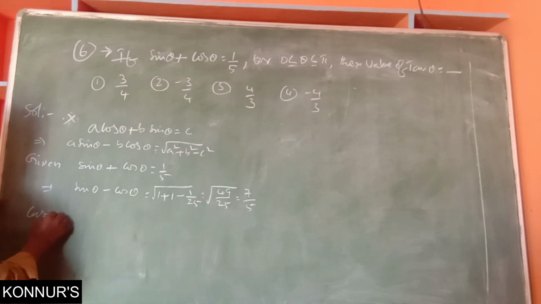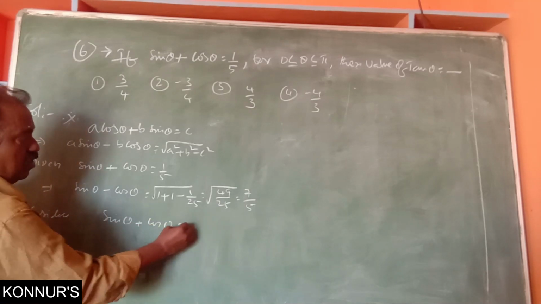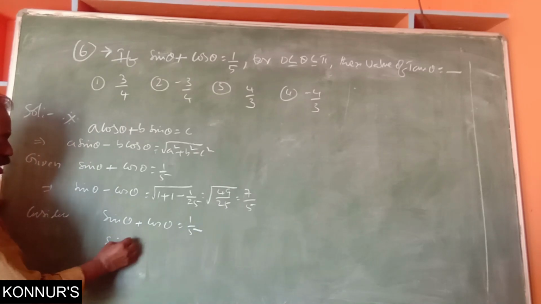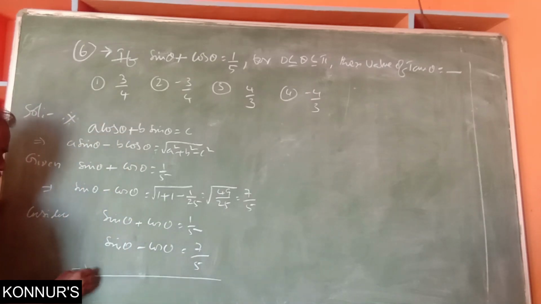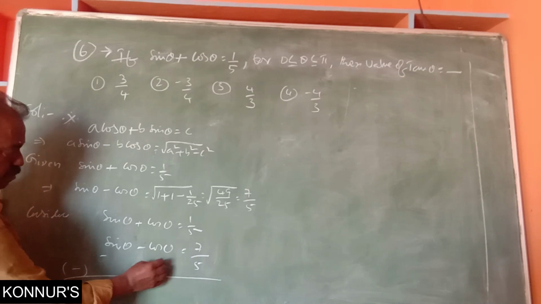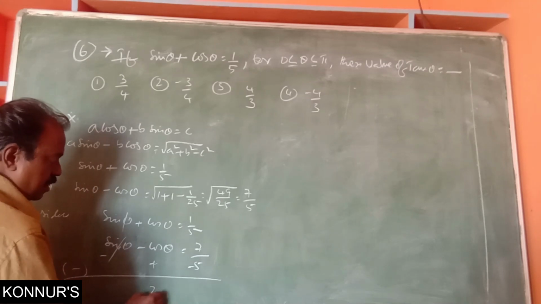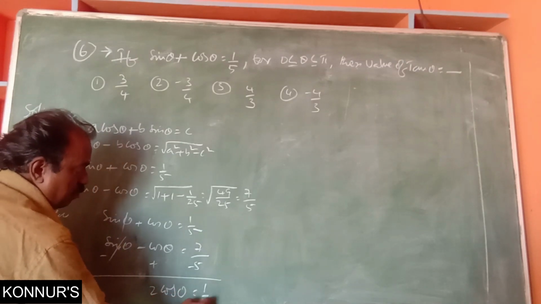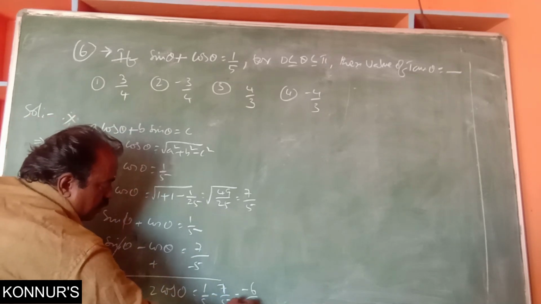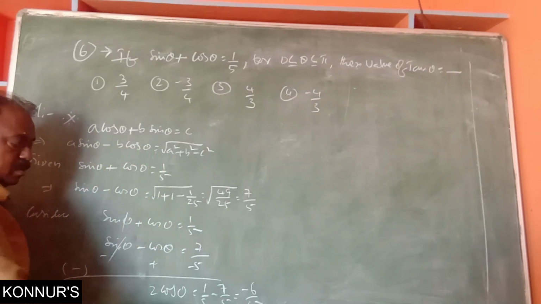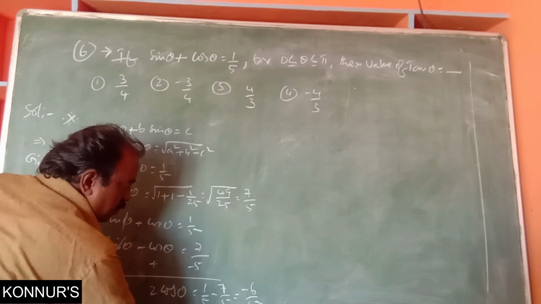Now you see, we are considering these two equations. Sin theta plus cos theta is equal to 1 by 5, and sin theta minus cos theta is equal to 7 by 5. I am subtracting: minus, plus, minus. Sin theta cancels. Cos plus cos is 2 cos theta is equal to 1 by 5 minus 7 by 5. It is minus 6 by 5. 1 minus 7 is minus 6. 5 is the LCM.